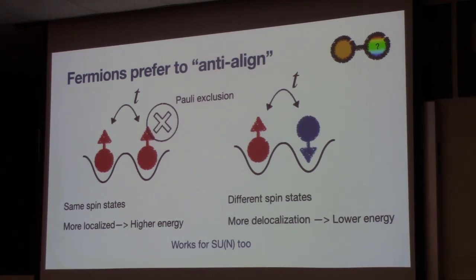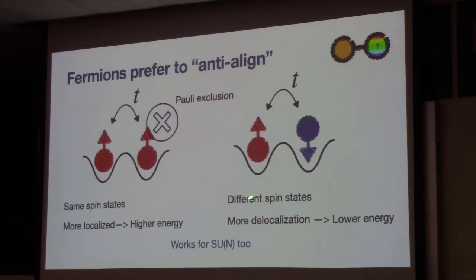So let's think of two sites, like a lattice that only has two sites. On the left-hand side, we have both spin up. If we have the same spin states, what happens? I cannot take one of these particles to hop into the other side due to the Pauli exclusion principle.